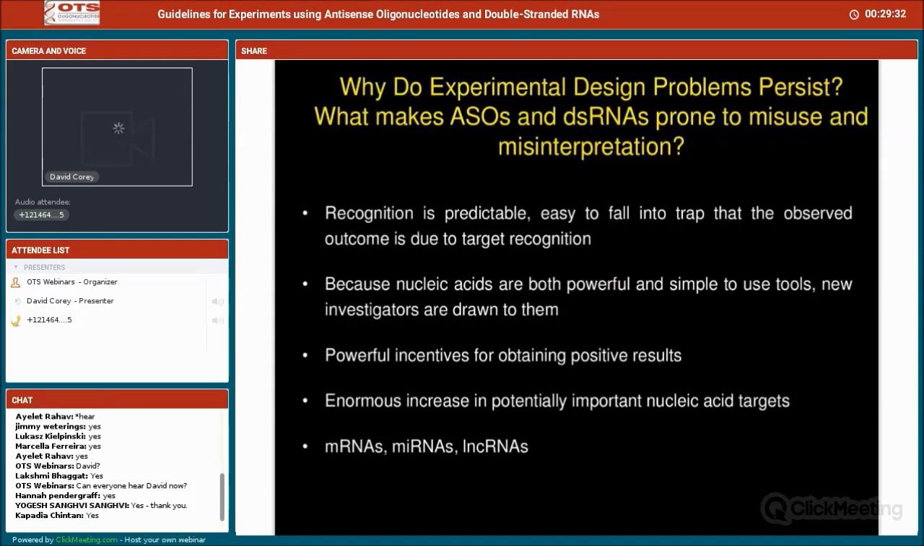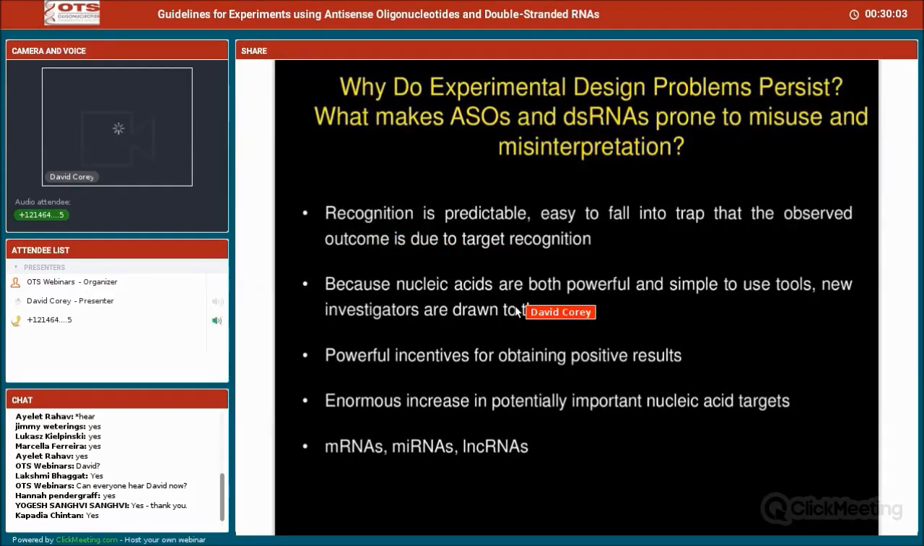One is that the recognition of a modified nucleic acid, and how it works, how it is able to recognize RNA, is predictable. It's simple Watson-Crick base pairing. Therefore, it's very easy for someone to fall into the trap that because recognition predicts binding will occur, the observed phenotype is because the binding occurs.